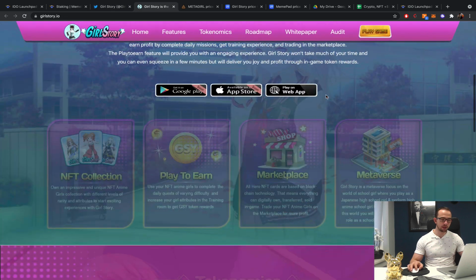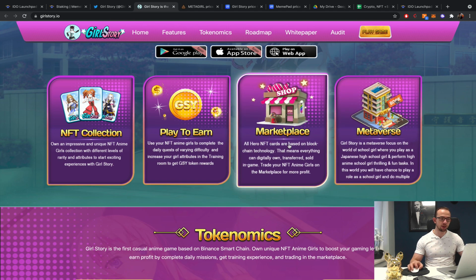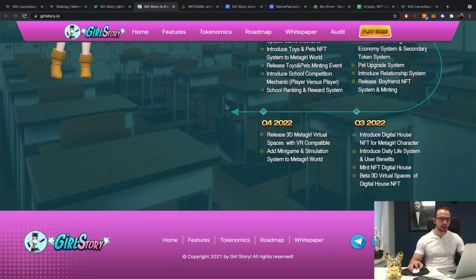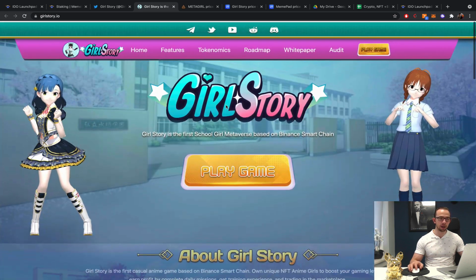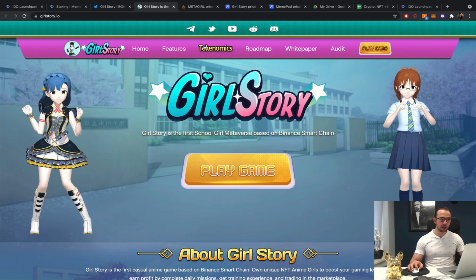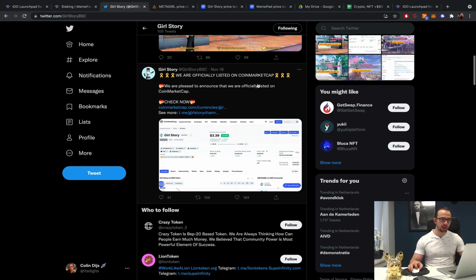When you go to the website, the game is playable. It's a play to earn. They have a small metaverse, a marketplace, tokenomics. It's all quite clear, but all quite basic in my opinion. So I see that there's quite a bit of traction on this. If you look at their Telegram as well and their Twitter, they're highly engaged.